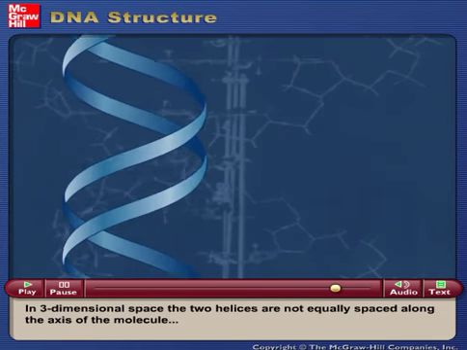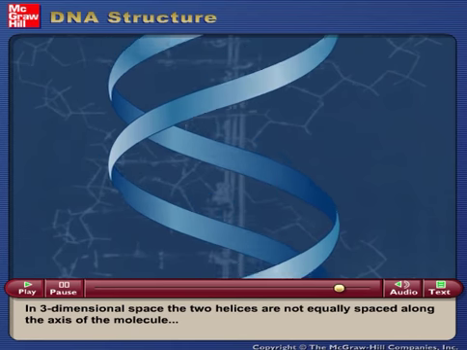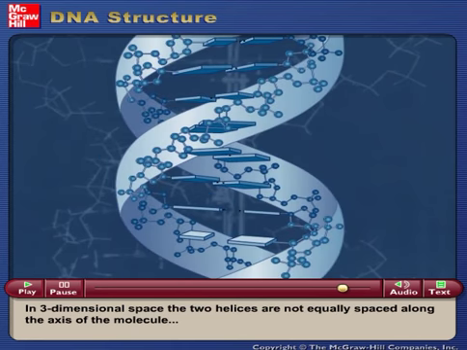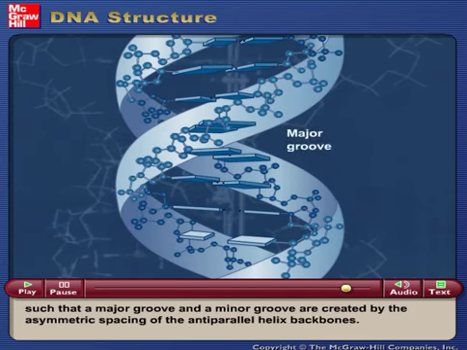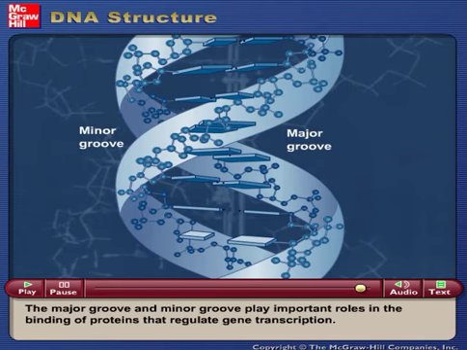In three-dimensional space, the two helices are not equally spaced along the axis of the molecule such that a major groove and a minor groove are created by the asymmetric spacing of the antiparallel helix backbones. The major groove and minor groove play important roles in the binding of proteins that regulate gene transcription.